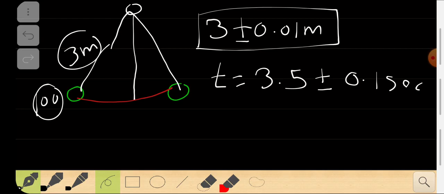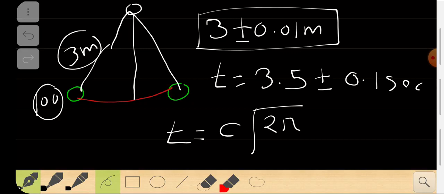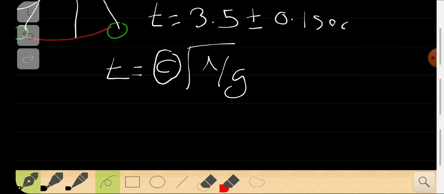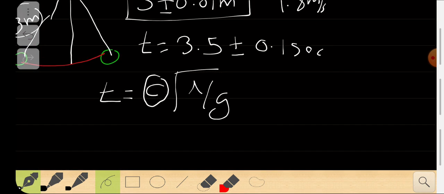In the last lecture we found out using dimensional analysis that the time for this bob to rotate will be equivalent to some constant times 2 pi, sorry, some constant times root of L by G, right? Where L is the length and G is the acceleration due to gravity, which is around 9.8 meters per second squared on Earth. So now we are going to use this and find out what C is.